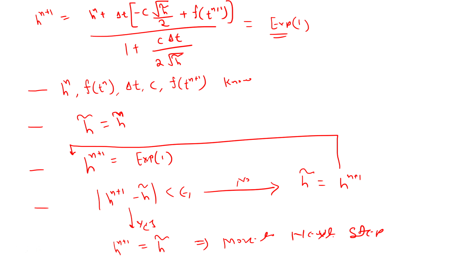So this is how my algorithm will look. I am giving you another example of this. Suppose my ODE is dT/dt minus c T to the power 4 is equal to f of t, with T at t equal to 0 being Ti.